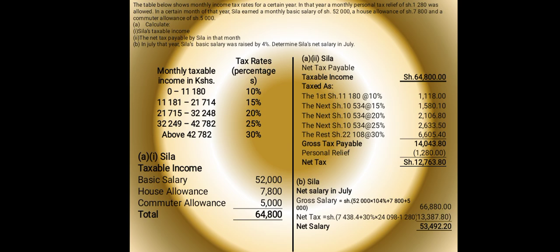The table below shows the tax rates of a certain year. In that year, the monthly personal relief of 1,280 was allowed. In a certain month of that year, Sila earned a monthly basic salary of 52,000 shillings, a house allowance of 7,800, and a commuter allowance of 5,000.